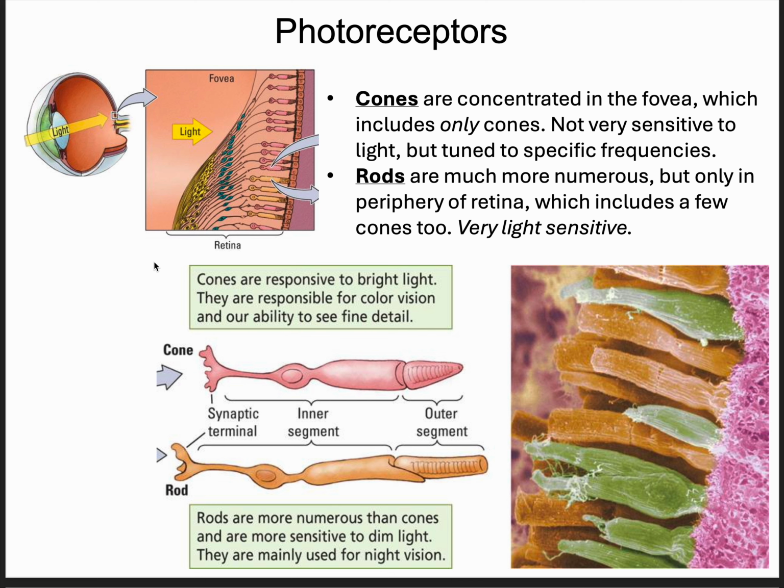Photoreceptors. Cones are concentrated in the fovea, which includes only cones. They are not very sensitive to light, but are tuned to specific frequencies. Rods are much more numerous, but only in the periphery of the retina, which includes a few cones too, and are very light sensitive. Cones are responsive to bright light. They are responsible for color vision and our ability to see fine detail.